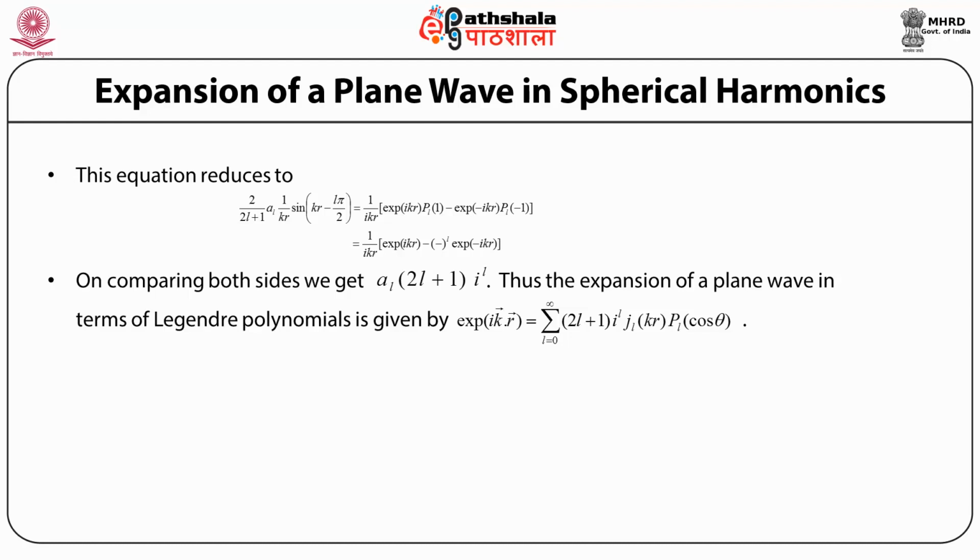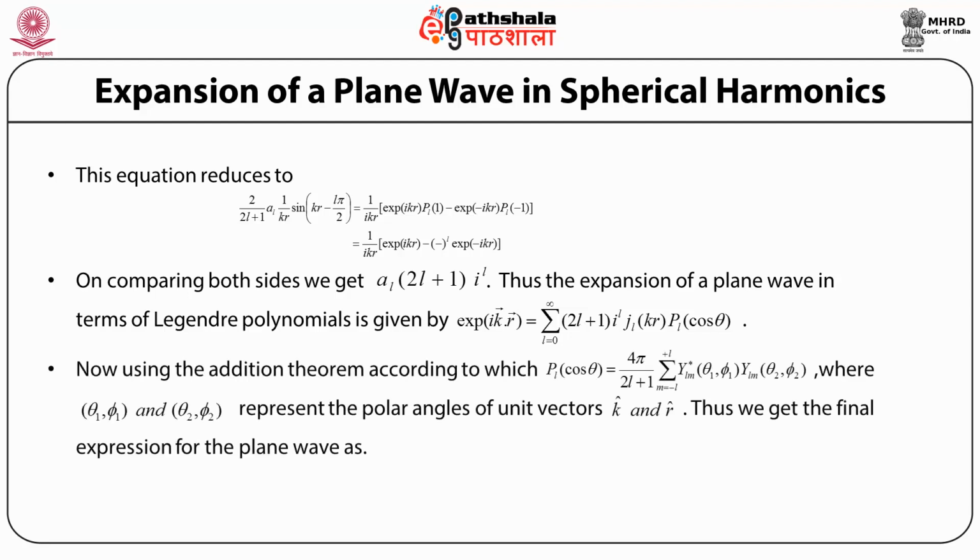Thus, the expansion of a plane wave in terms of Legendre polynomials is given by e^{i k·r} equals sum over l equals 0 to infinity (2l plus 1) i^l j_l(kr) P_l(cos θ).